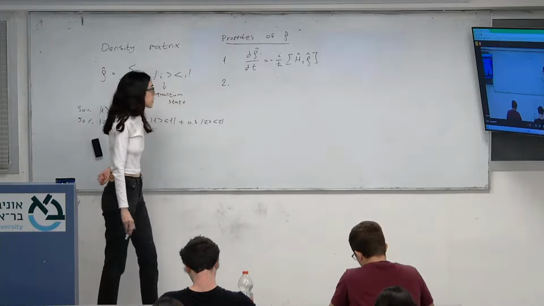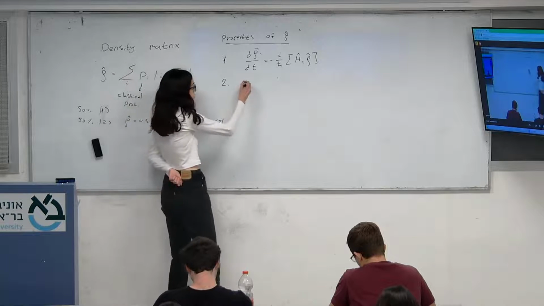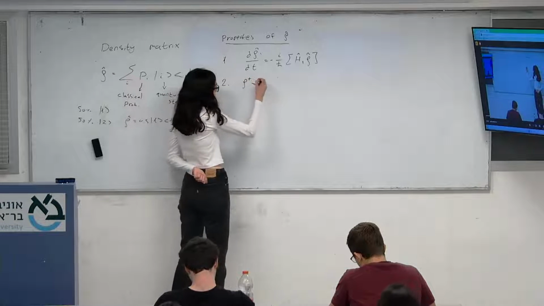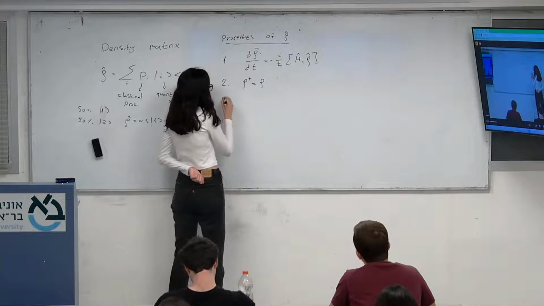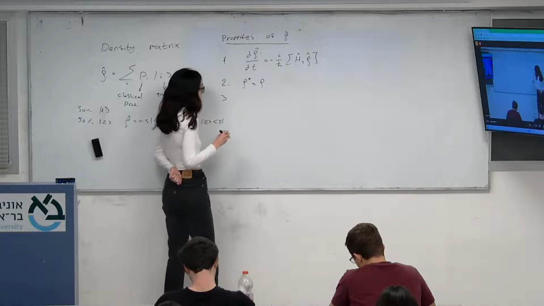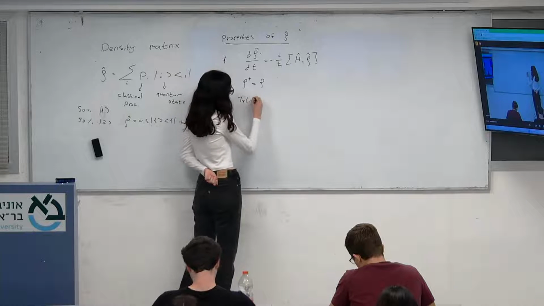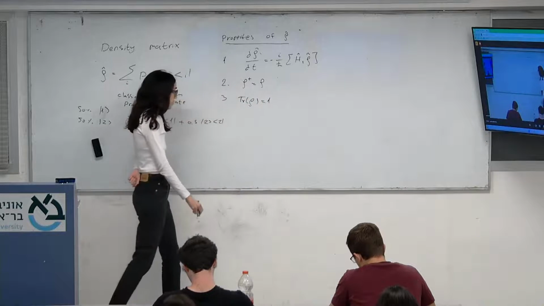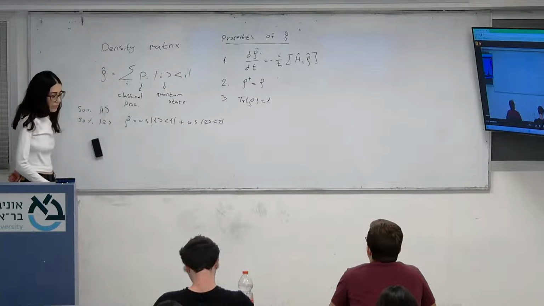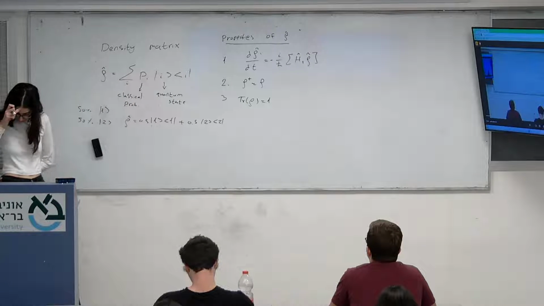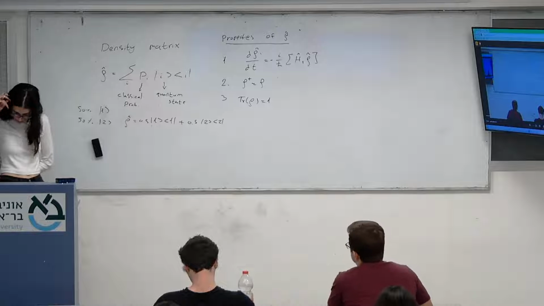So the second thing is that rho is Hermitian, so rho dagger equals rho. Trace of rho is equal to 1. And its time evolution.